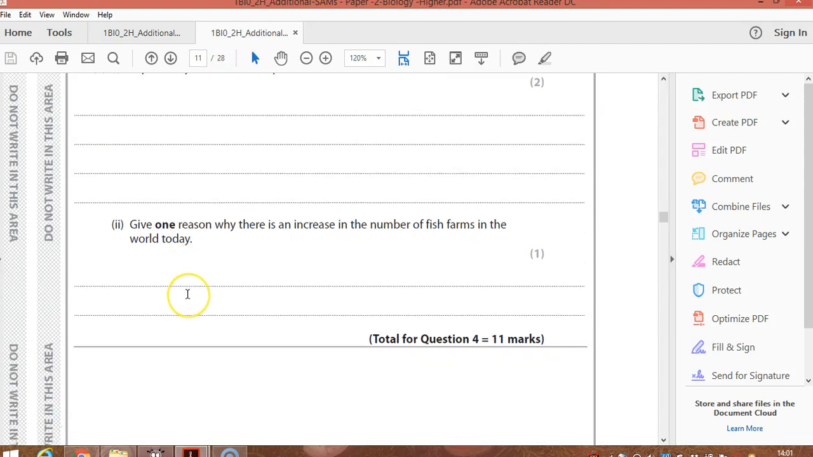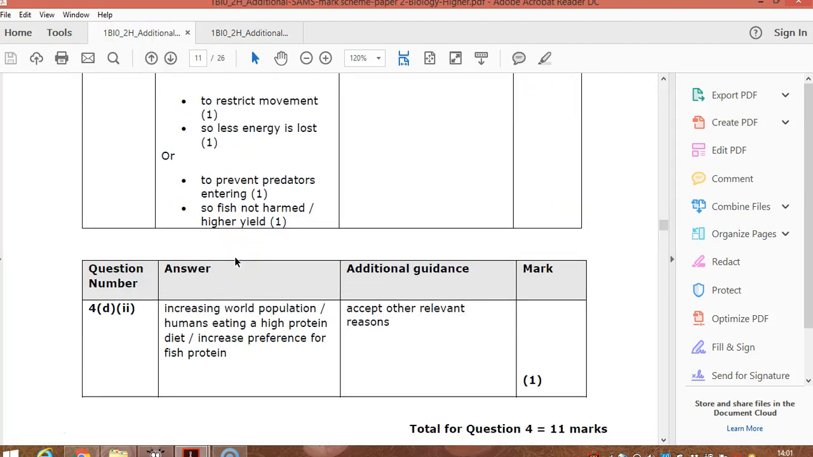Right, question D part 2. Give 1 reason why there is an increase in the number of fish farms in the world today. 1 mark. So giving is not an explanation, it's just give. So you could say increase in world population, humans eating a high protein diet, increase in a preference for fish protein, accept other relevant reasons.